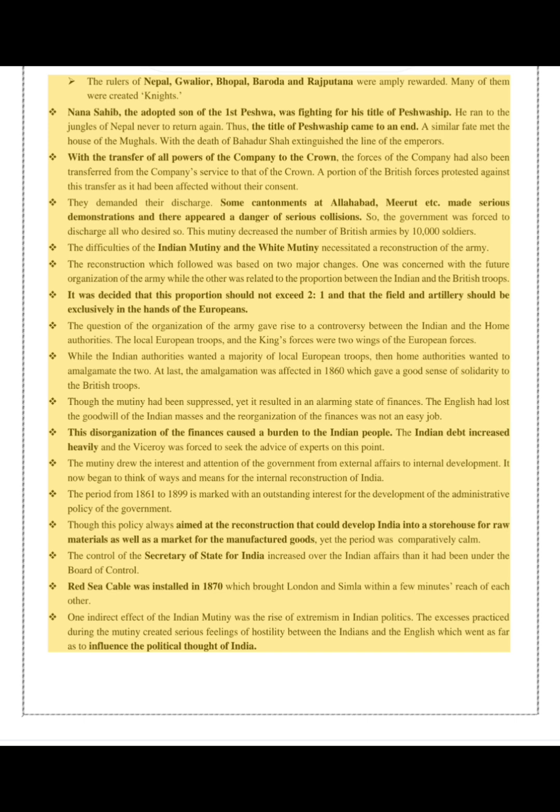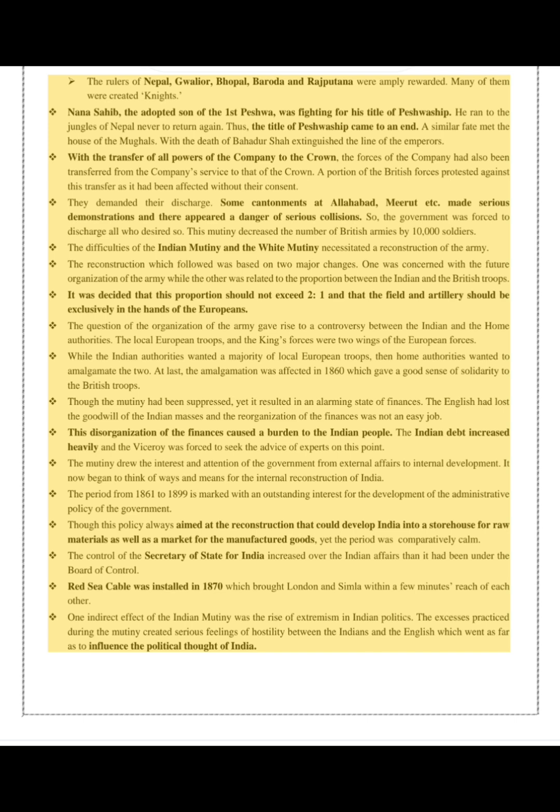With the transfer of all powers of the company to the crown, the forces of the company had also been transferred from the company's service to that of the crown. A portion of the British forces protested against this transfer as it had been effected without their consent. They demanded the discharge. Some cantonments at Allahabad, Meerut etc. made serious demonstrations and there appeared a danger of serious collisions. So, the government was forced to discharge all who desired so. This mutiny decreased the number of British armies by 10,000 soldiers.